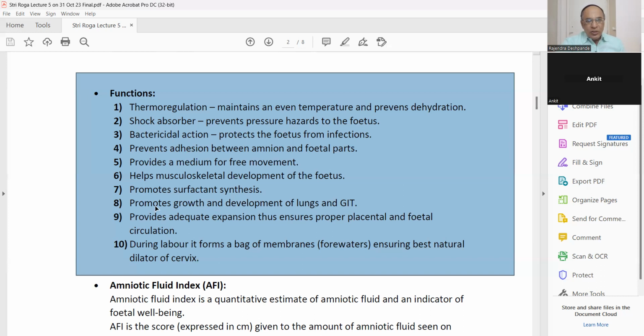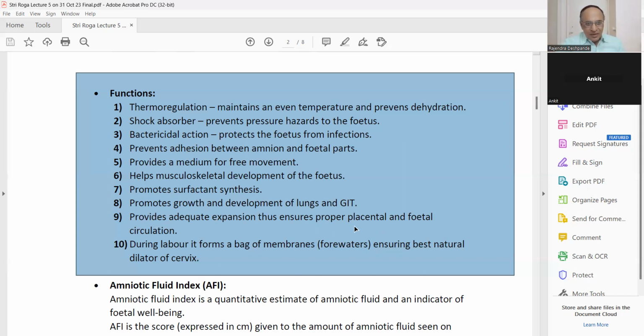Next, promotes the growth and development of lungs of the baby, of course the baby, not mother, and gastrointestinal tract. This will develop when there is good nourishment and protection with amniotic fluid and amniotic sac. Now, provides adequate expansion and spread, thus ensures proper placental and fetal circulation. So everything will be nice when there is a big space, like a swimming tank or swimming pool. I personally gave the name in this lecture: baby's swimming pool. So baby's swimming pool is amniotic sac and amniotic fluid.